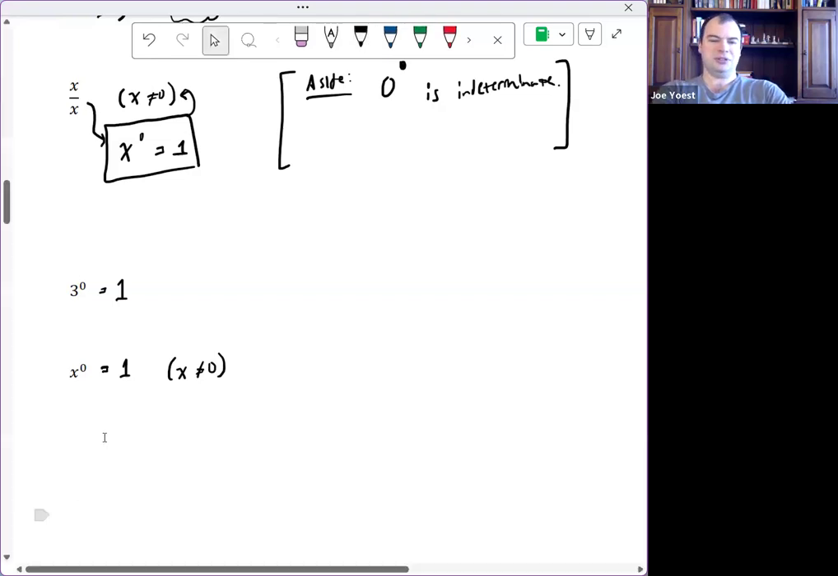The x not being equal to 0 is kind of a minor detail. The important thing is that when you see something to a 0 power, that's just 1.